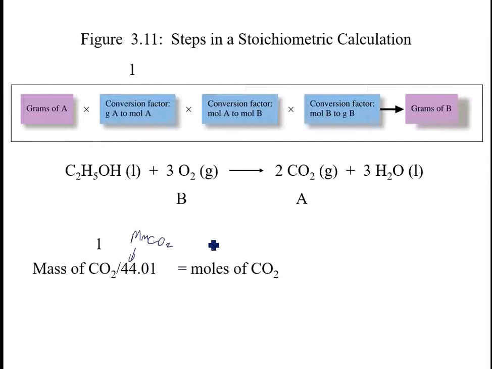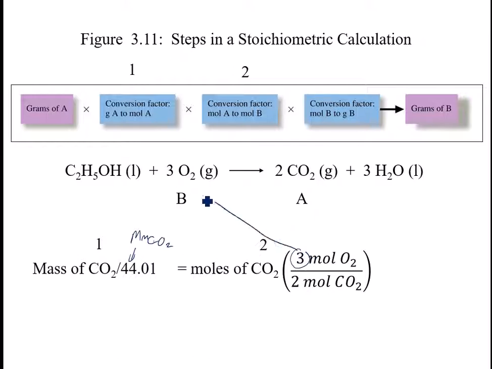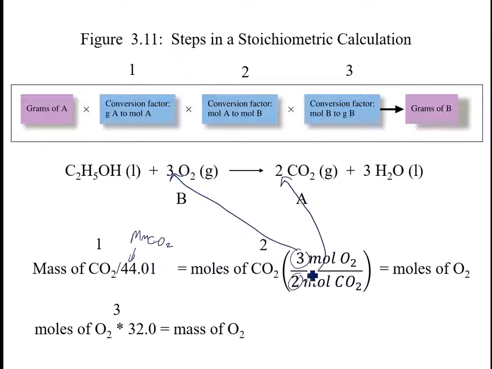Step 2 is to do the conversion factor. This 3 came from that coefficient, and this 2 came from that coefficient. So that's where you get the numbers from. When I do that, I end up with moles of oxygen. And step 3 is to go from moles of oxygen to grams, so I need to use the molar mass. I take the moles of oxygen times the molar mass of O2, and my answer is the mass of O2.